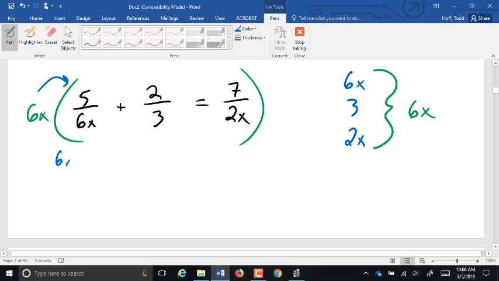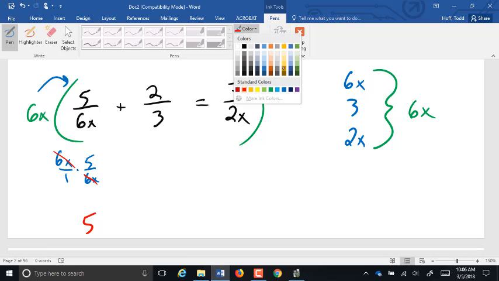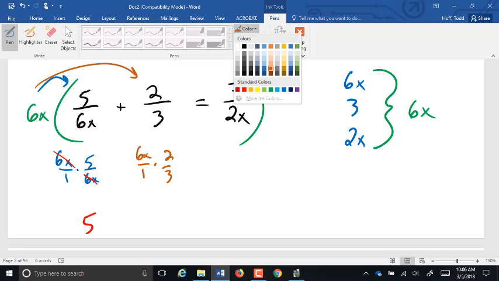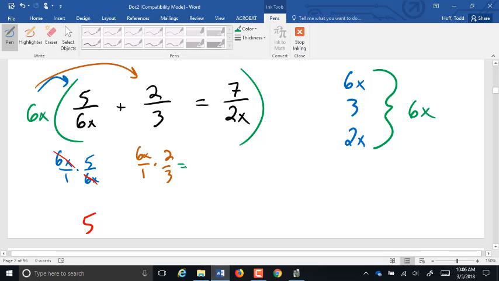So here you've got 6x over 1 times 5 over 6x. Well, the 6x's just cancel out. We've got 5. Here you've got 6x times 2/3, so 6x over 1 times 2 over 3. 6x times 2 is 12x. 1 times 3 is 3. 12x divided by 3 is just 4x. We have the equal sign, so I put in the equal sign.